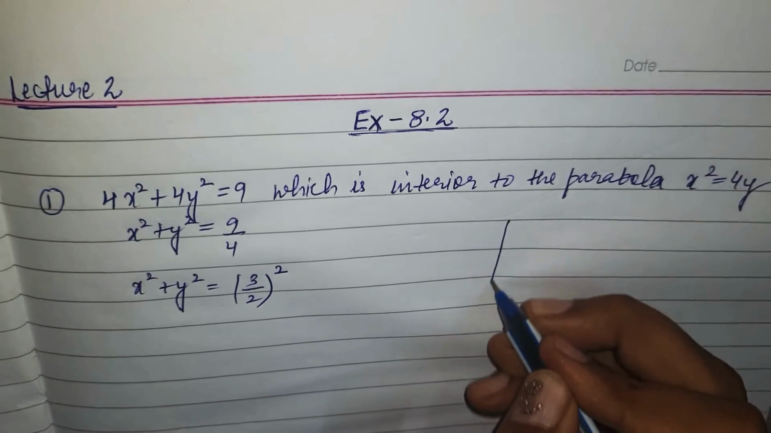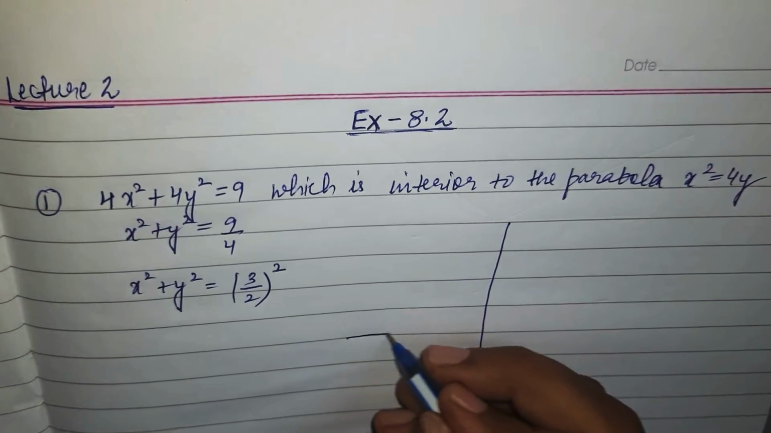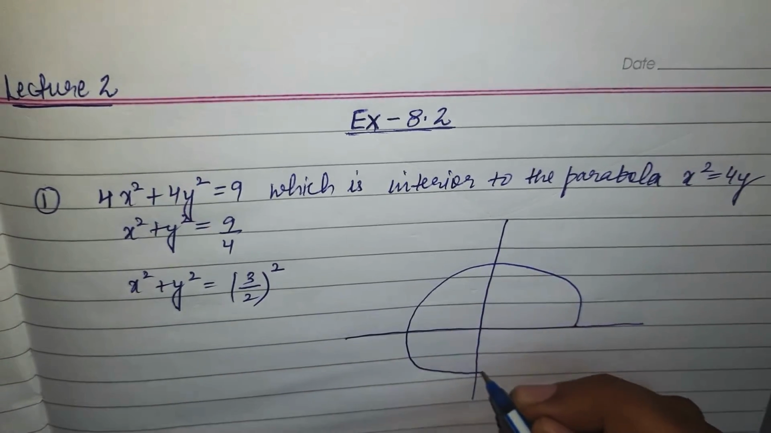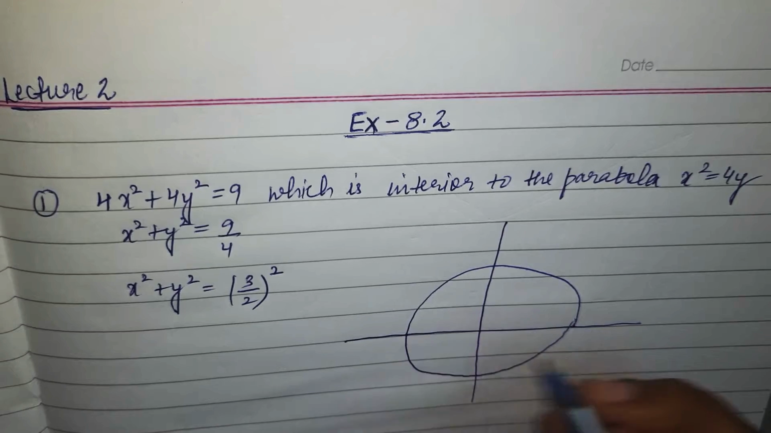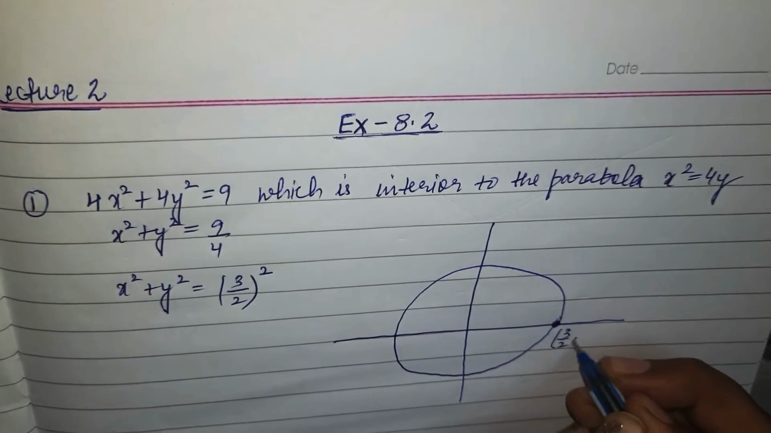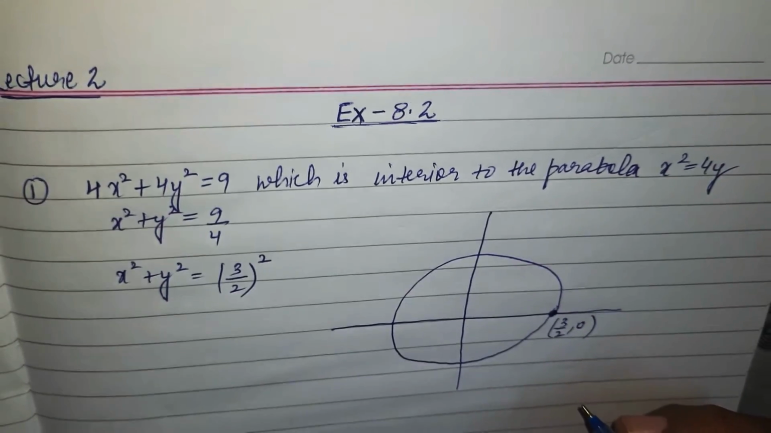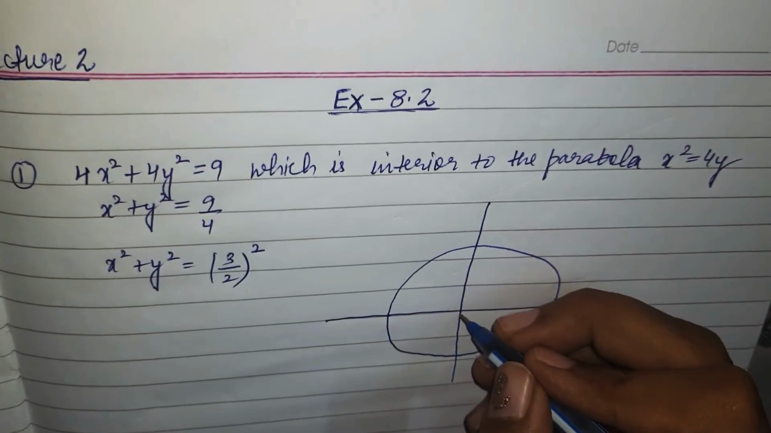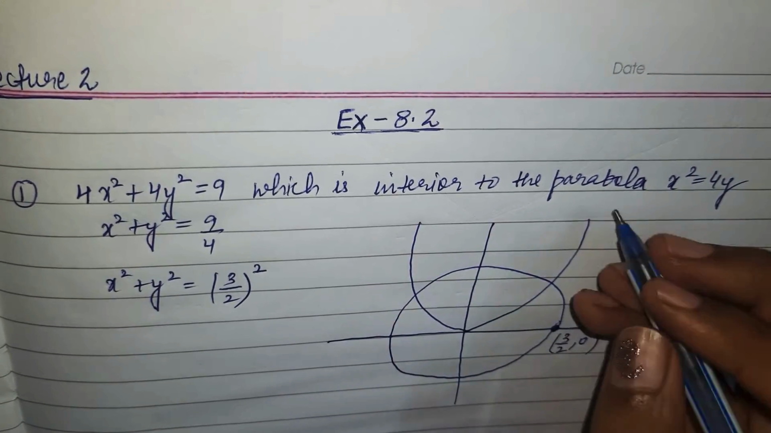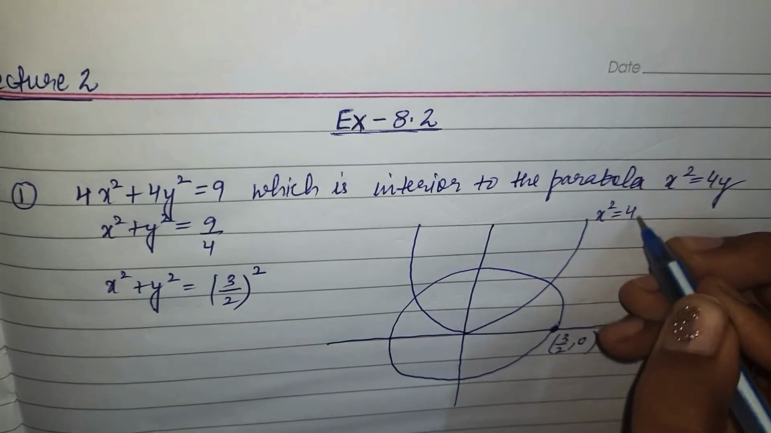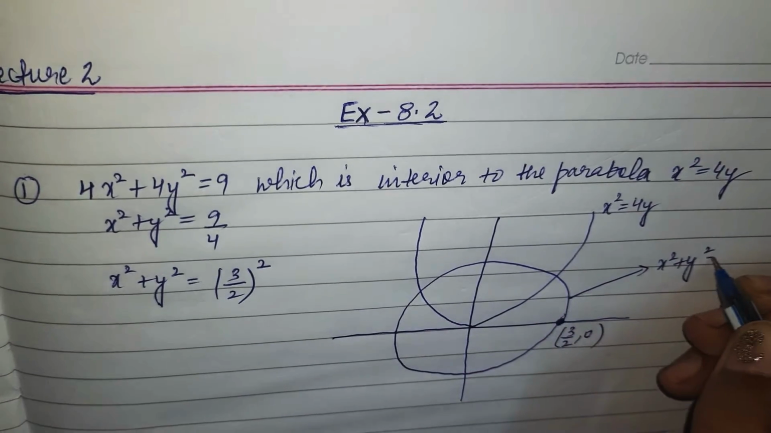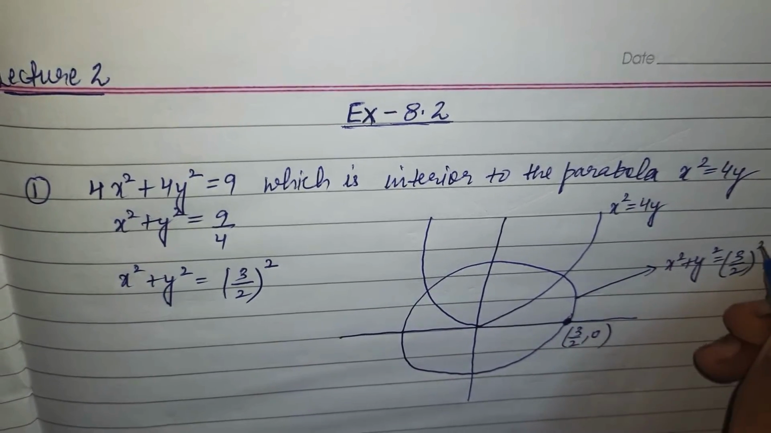So if I'll talk about the diagram, if I'll make the circle, center is 0, 0. So this point, the radius is 3 by 2. So this point is 3 by 2, 0. After that, if I want to make the upward parabola, this is x square is equivalent to 4y and this is x square plus y square, which is equivalent to 3 by 2 raised to the power 2.